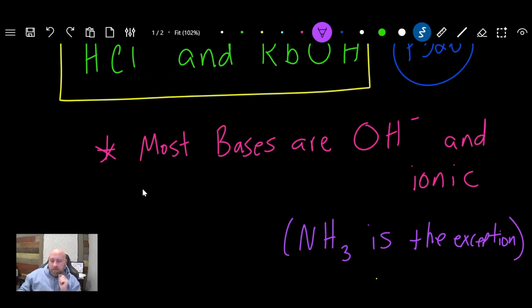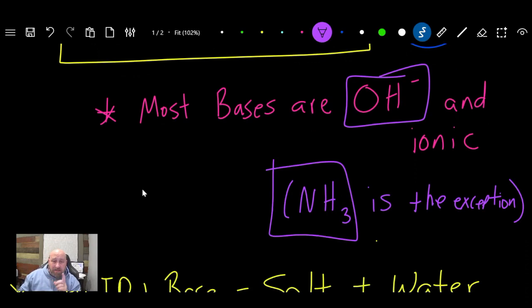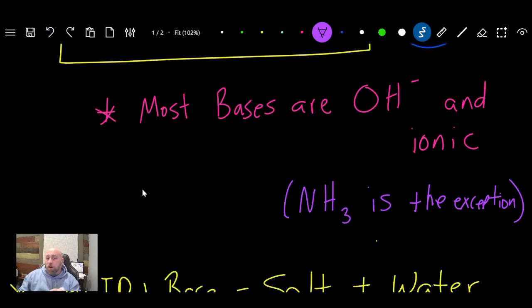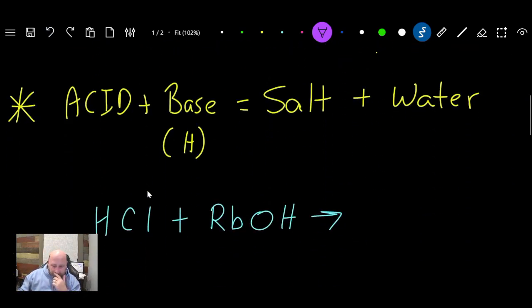Most bases are OH negative. That's going to be very important. This is super important to remember. Almost all bases are OH negative. There's only one exception, really, and that's NH3. When you get NH3, that's a base, but it is not OH negative. So most of the time when we're dealing with these, we are dealing with OH negative. Very important, and we'll talk about why in just a second.